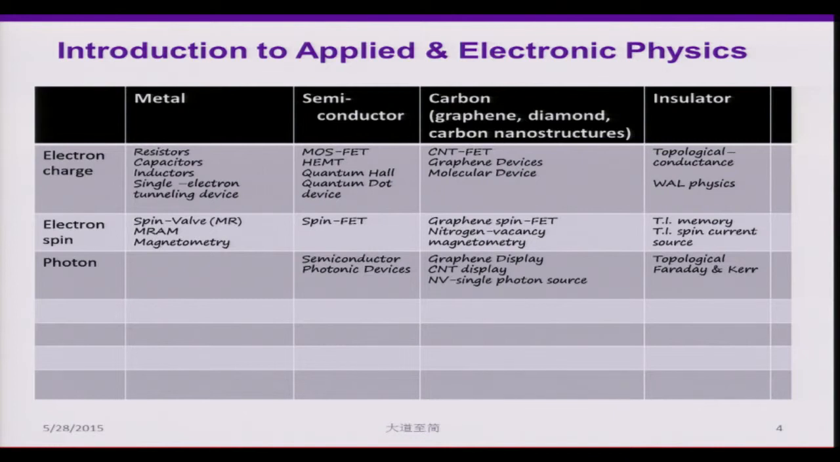So along this axis, in applied physics, we don't use a lot of particles. We use mainly the electron, and we are concerned about the charge of the electron. Recently, people are also concerned about the spin of the electron, and of course, the photon. And this matrix defines the different areas of applied physics that are recently catching a lot of attention.